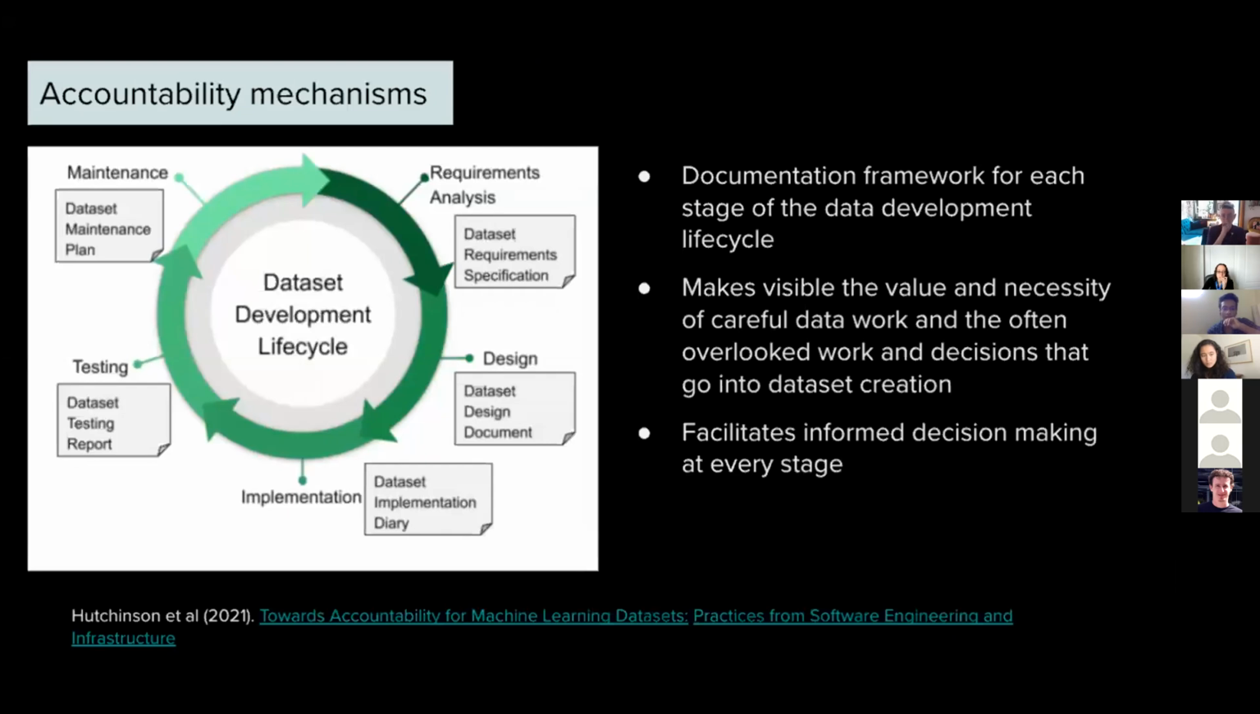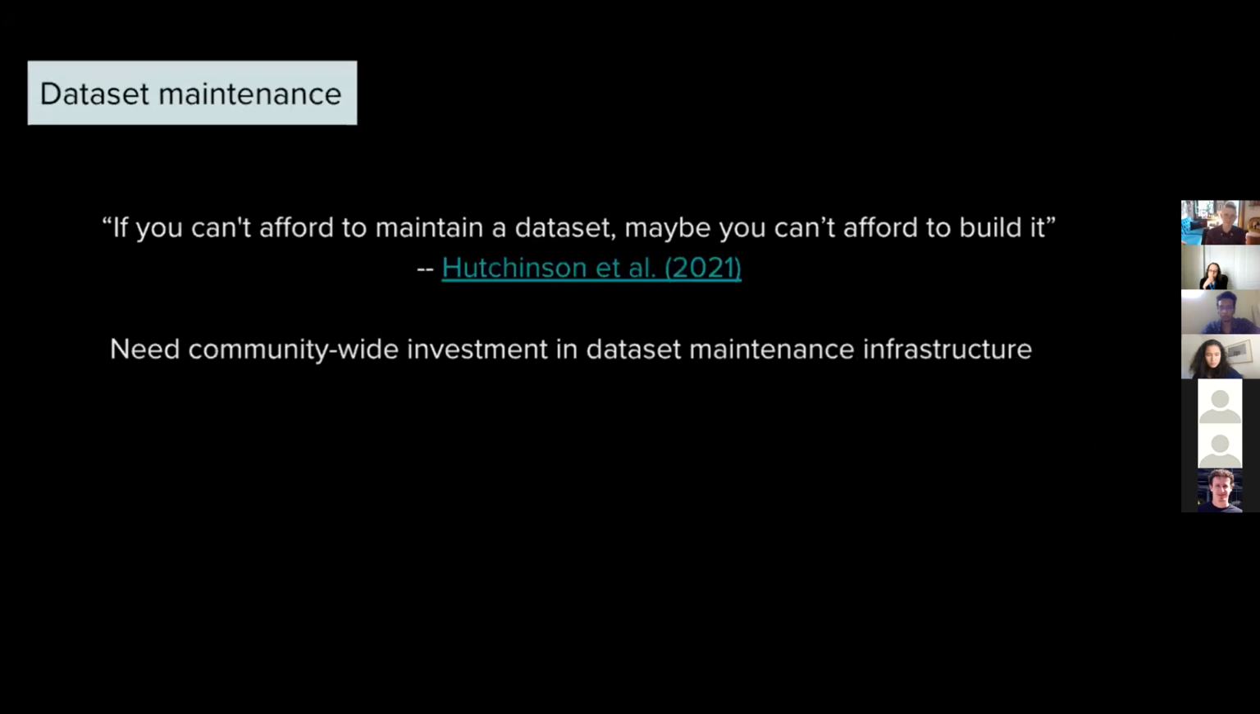Hutchinson et al. also proposed documentation artifacts for every stage of the dataset development lifecycle. And this kind of documentation they put forward in service of the goal of accountability. So the idea here is to make visible and really value careful data work at every single step, and document things at every single step, both as artifacts that can then be made visible to downstream users of a data set or different kinds of stakeholders of a data set, but also to articulate the different design decisions that might come up at every step. And I think this is part of a broader need within the field to develop mechanisms of legal and professional accountability.